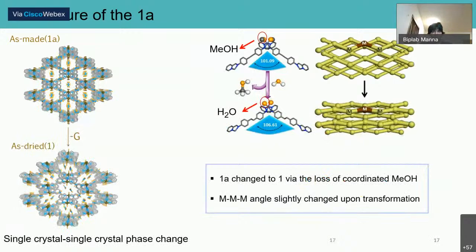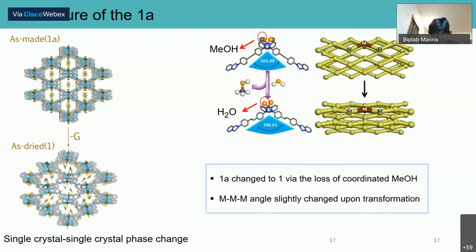One of the interesting parts of this work is that when we took the crystals out of the mother liquor and kept them in air for maybe a couple of hours, we saw the crystals were losing solvent so fast. We checked the cell parameters and found a completely different structure. So structure 1A changes to structure 1 when it loses the guest molecules in air. This phase change is very important: a single crystal to single crystal phase change.